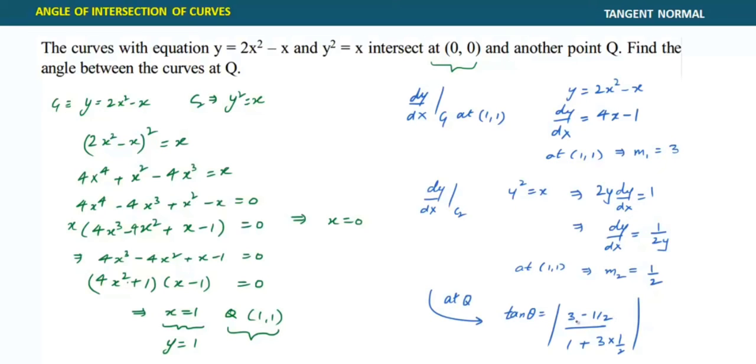Got it? You just need to solve this. This is a simple calculation. If I have to solve this, this will become 6 by 5, and this will be 6 by 7. So theta is nothing but tan inverse 5 by 7. This is how you have to solve. These are very simple problems. Just focus on what is actually the basic of this particular concept.